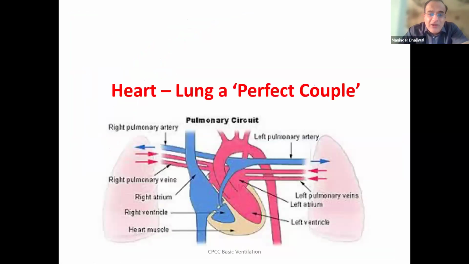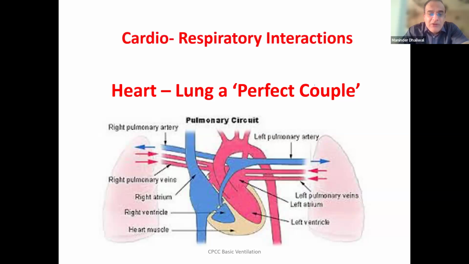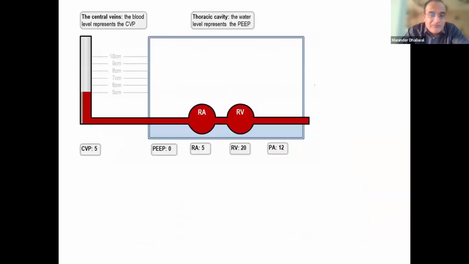So we discussed this, heart and lung, a perfect couple. We should know about cardiopulmonary interactions because the heart is inside the thoracic cavity, and it also gets affected by changes in the thoracic volumes. So you should be aware that change in the thoracic volumes can affect the blood pressure, and this change in blood pressure can help you guide your fluid dynamics.